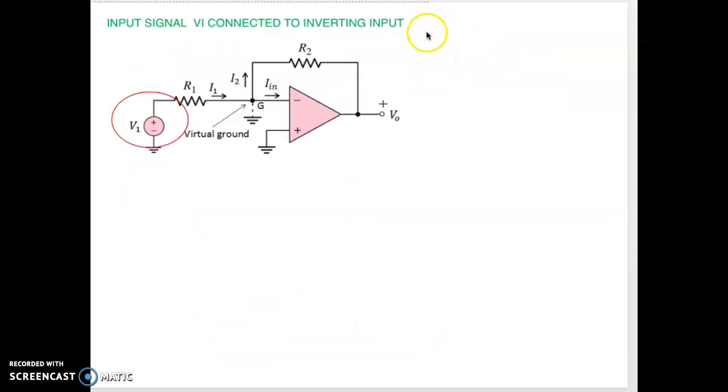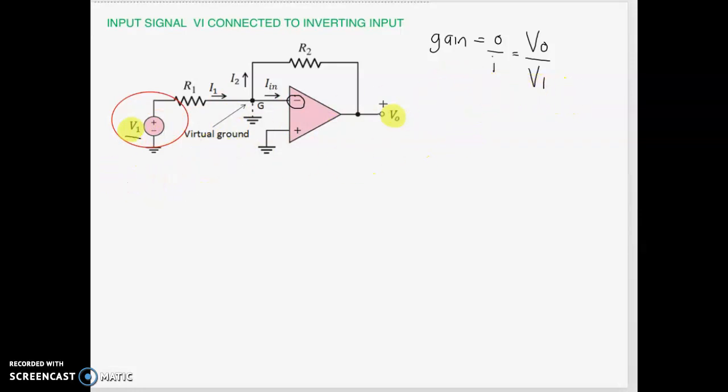Okay, so now let's derive the gain. What will be the gain for this inverting amplifier? Why do we call this an inverting amplifier? Because your inverting input here is connected to the input supply. Okay, so how are you going to find the gain? Gain is out over in. This is a voltage amplifier, meaning V out over the input V1. The output is V out. The input is V1. So how are you going to derive that?